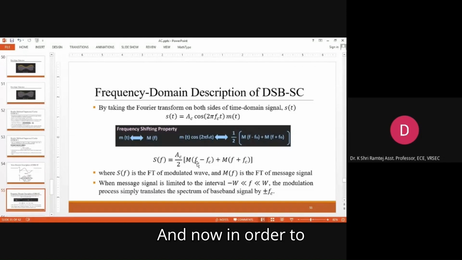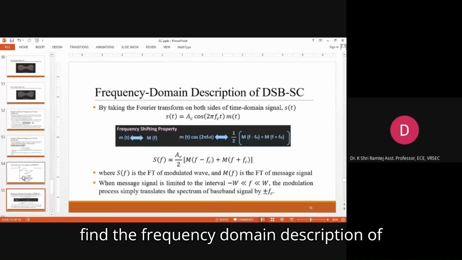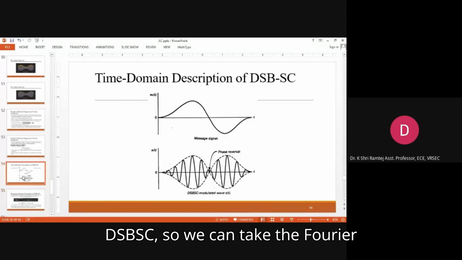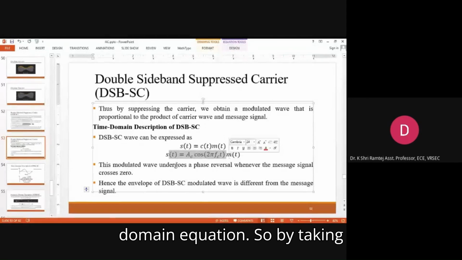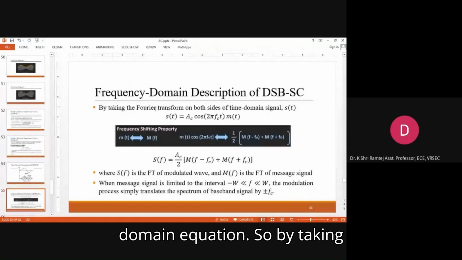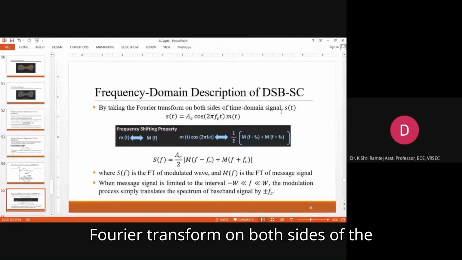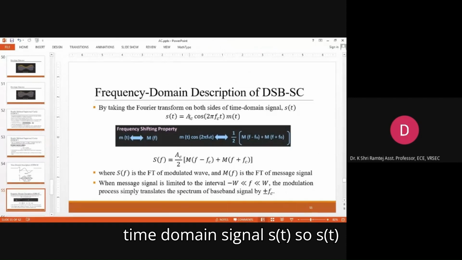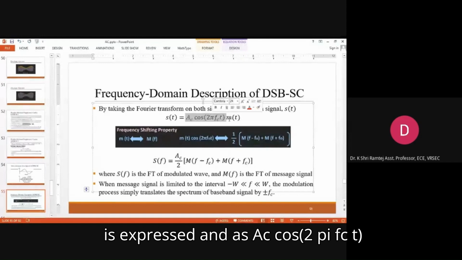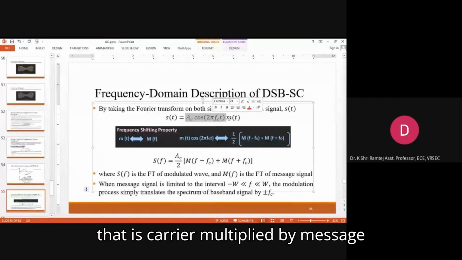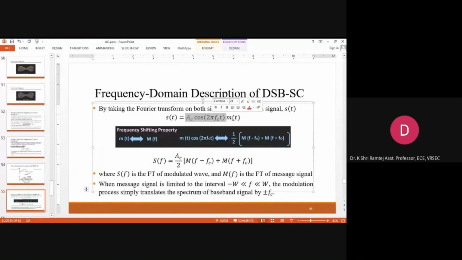And now, in order to find the frequency domain description of DSB-SC, we can take the Fourier transform on both sides of this time domain equation. So by taking the Fourier transform on both sides of the time domain signal S of t, where S of t is expressed as A_c cos 2 pi f_c t, that is the carrier, multiplied by the message signal m of t.